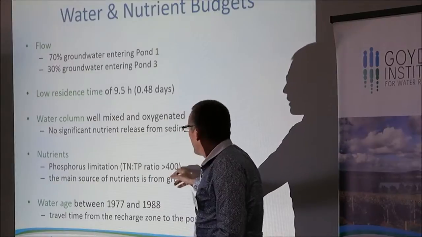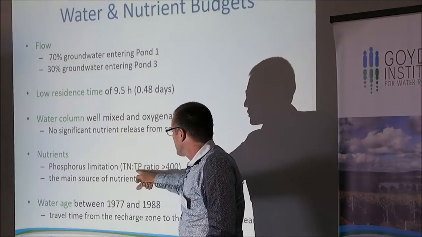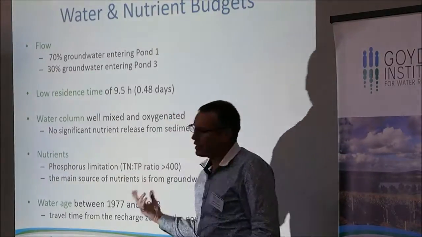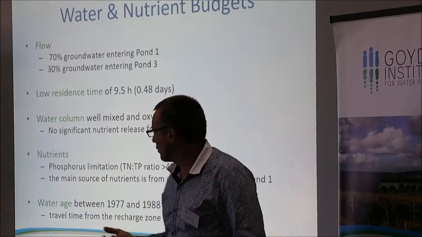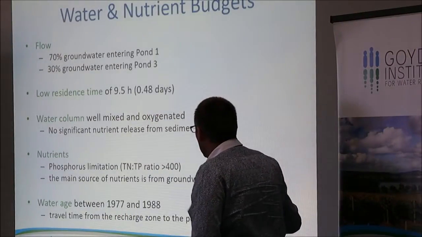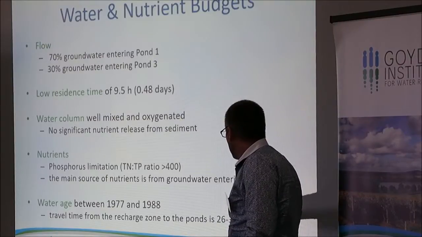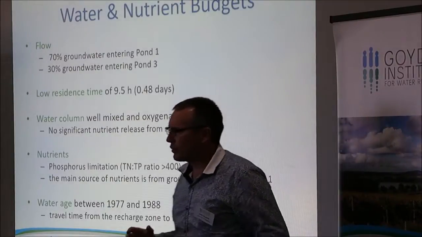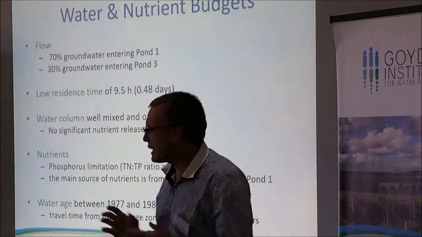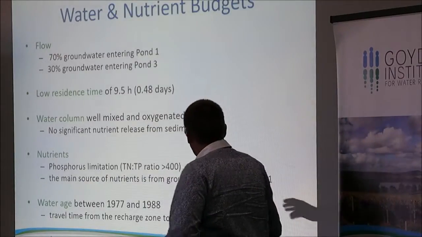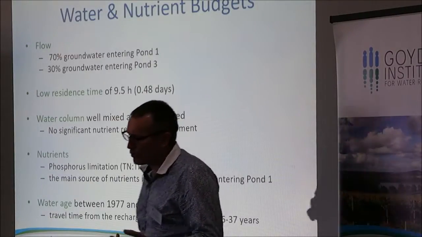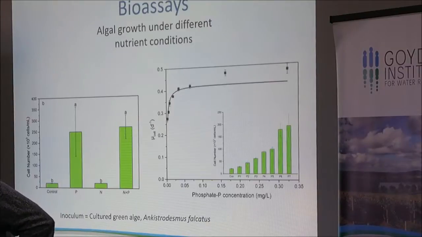TN to TP is high, which would indicate that phosphorus is limiting. There's lots and lots of nitrogen, really high concentrations of nitrogen coming in through the groundwater. And the water age that's coming in is about 26 to 37 years. So depending on fertiliser history in the catchment, we can start to get a bit of a picture on how that water's entering the lakes and what sort of nutrient it might bring with it.